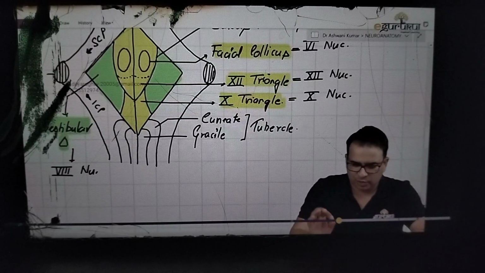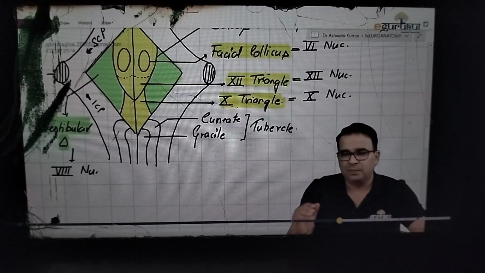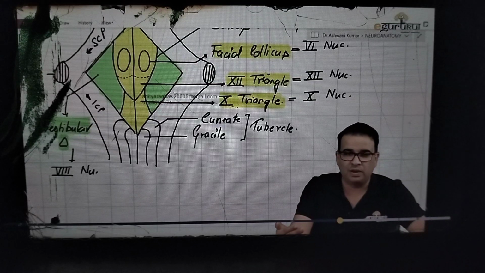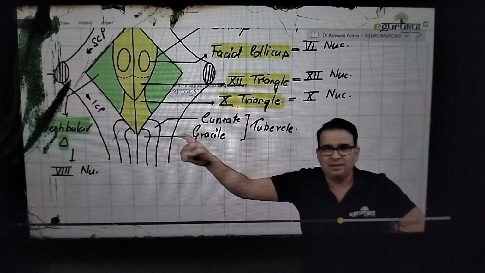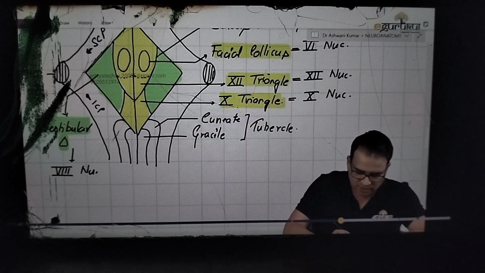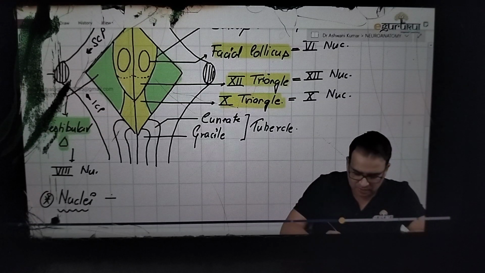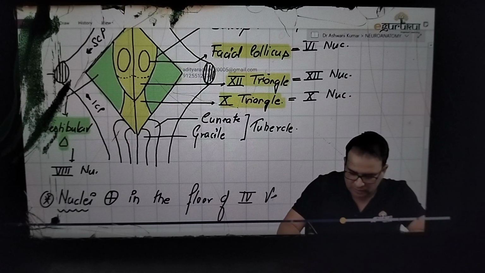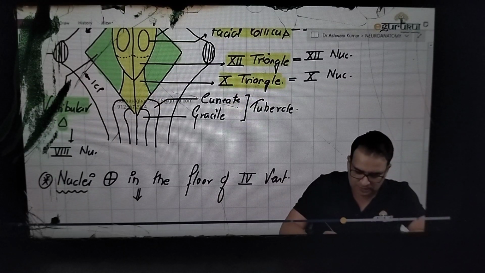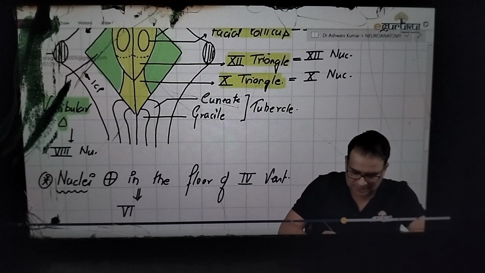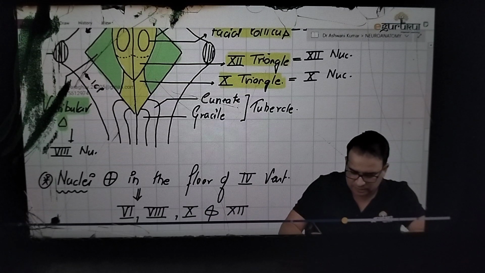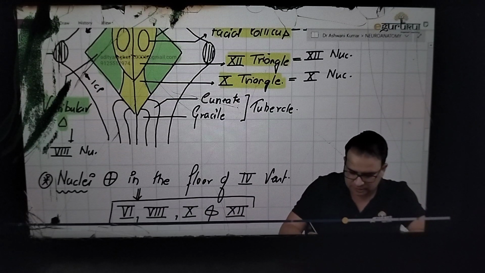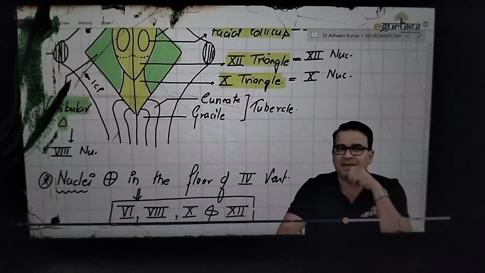So guys, the first and most important thing to note: if the question asks what are the nuclei present in the floor of the fourth ventricle, or projected in the floor of the fourth ventricle, don't write 7. It is 6, 8, 10 and 12. If I go in sequence, 6, 8, 10 and 12. Make sure to write nuclei present in the floor of fourth ventricle involves 6, 8, 10 and 12.